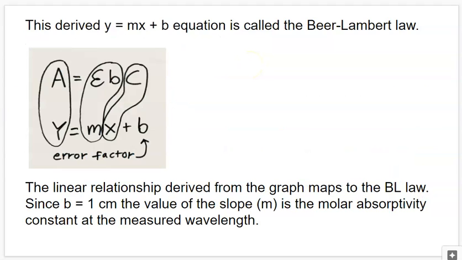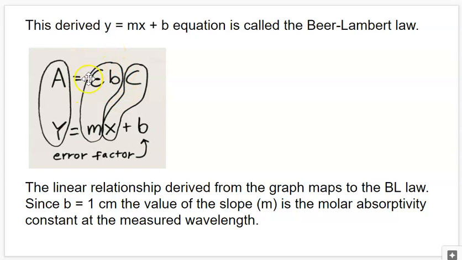And this maps to our y equals mx plus b equation. Because if you recall, the y on the graph was the absorption and the x on the graph was the concentration. So the A is equal to y and the C is equal to x. And then for the m, the slope of the linear relationship, it's going to be equal to epsilon b because b is just 1 centimeter. This is just a constant.